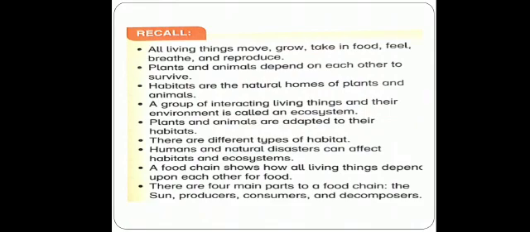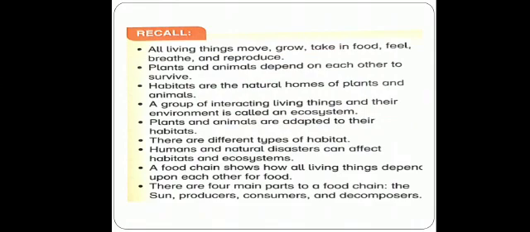First I will recall. All living things move, grow, take in food, feel, breathe and reproduce. Plants and animals depend on each other to survive. Habitats are the natural homes of plants and animals. A group of interacting living things and the environment is called an ecosystem.